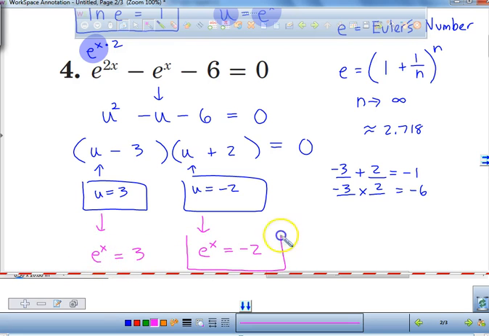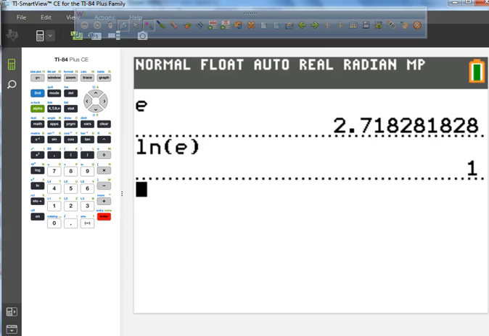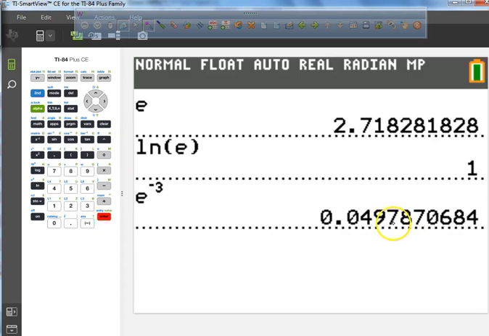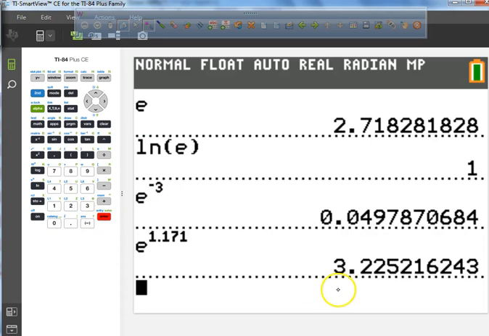Over here, guys, in your journal, I want you to understand, e raised to a certain number will never yield a negative value. If I took any number, say e to the power of negative 3, or e to the power of 1.171, whatever it is, what's this answer never going to be? It's never going to be negative.